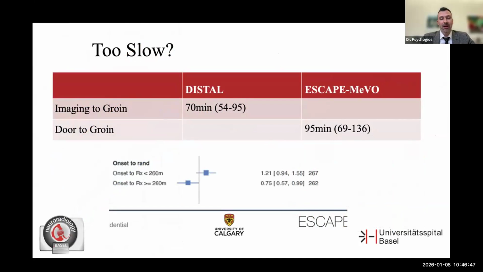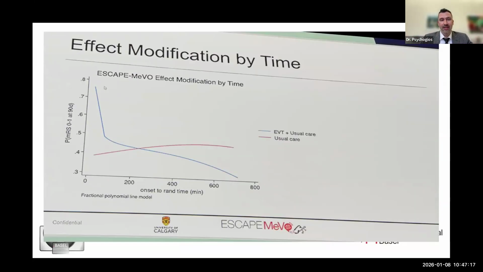My last point would be, also Pierre discussed about this, you know, French people, the doctors being slow. Everybody is slow. I keep saying this, I think, since I was a resident, 10 years now. We are slow, and if you check even on ESCAPE-MeVO, and you know that the ESCAPE group used to be the fastest in the LVO trials, they have really, really bad imaging to groin or door to groin times. So one way to fix this is go directly to the angio, right?